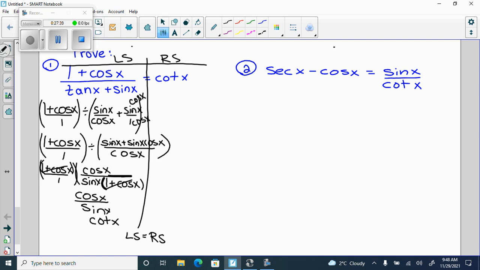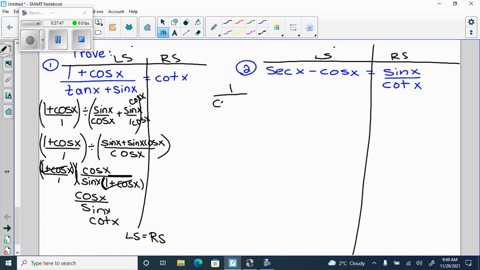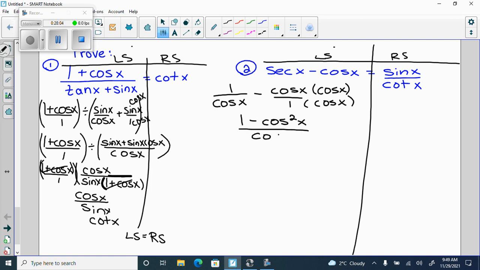Number 2, I gave myself more room. Left side, right side. Don't work it out of the question; I am because I wrote it. So we have 1 over cos x minus cos x over 1. So I'd have to multiply this one by cos x over cos x. I'm not dealing with that side until I do this. So I get 1 minus cos squared x over cos x. And 1 minus cos squared x is sine squared x.